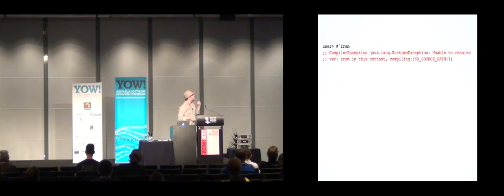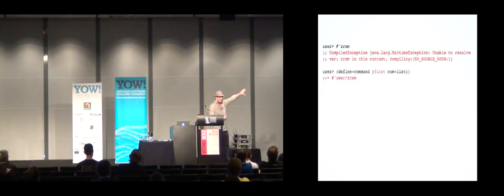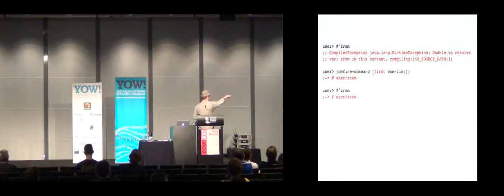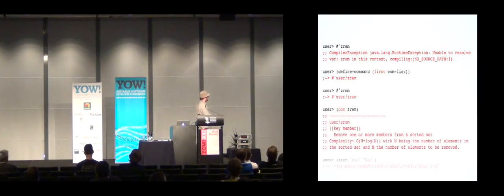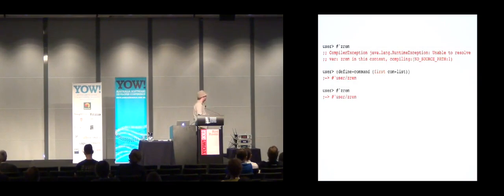It doesn't exist. So define command is the name of my macro we just wrote. We're going to pass it in the first from com list, right? Remember we pulled all those arguments back. And then it's going to say that I defined a symbol called zrem inside the user namespace. If I ask for that back, it'll resolve. So right, this is, oops, working again. Oh no, I gave away my answer. So we know that things resolve now, right?